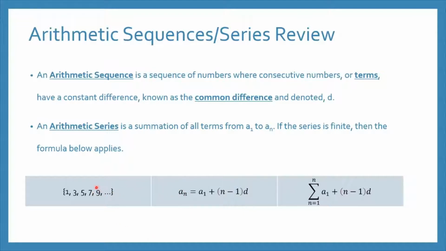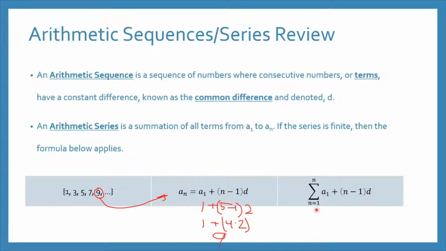So in this first one, for example, if you're trying to find this fifth term right here, which is this 9, to find that we would have a sub 1, which is equal to 1, plus n, which is 5 right now, minus 1, times d, which is 2. So then we would have 1 plus 4 times 2, which is equal to 9. And then looking back on that right side again, we have the summation formula.